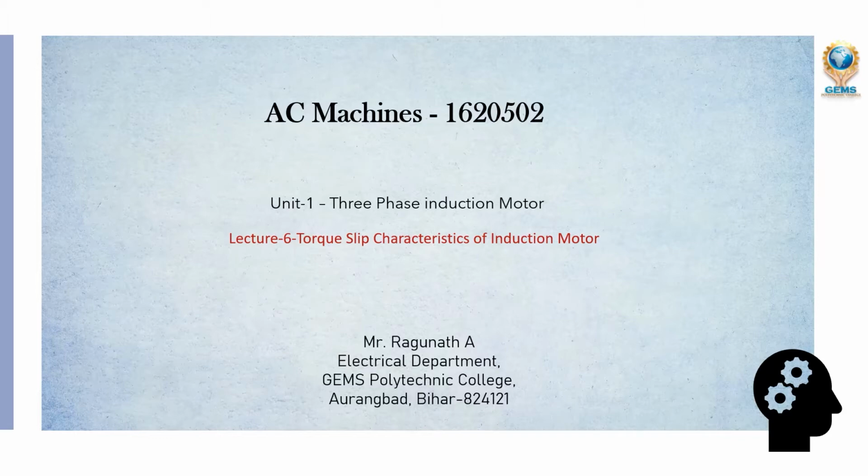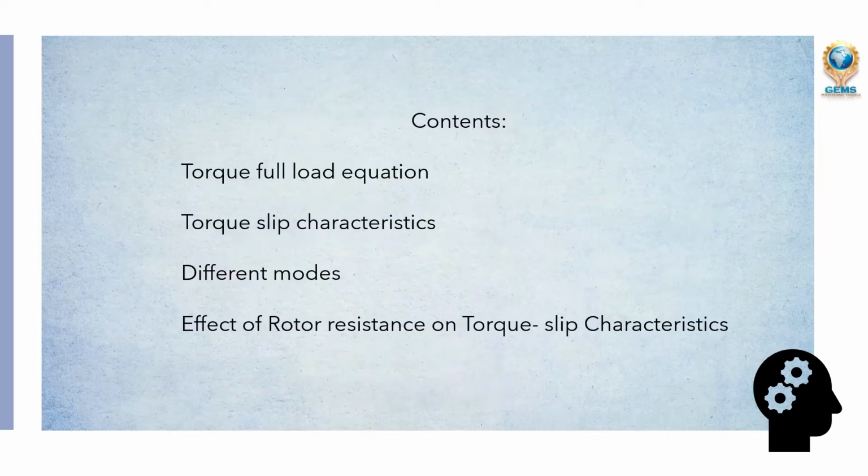Based upon the slip, how the torque will change, what is happening, what are the characteristics in an induction motor, that we are going to see in this lecture. Let's go inside. These are the contents: full load equation, torque slip characteristics and different modes, and then we will see the effect of rotor resistance on torque slip characteristics. If rotor resistance is there in an induction motor, what will happen in the torque slip characteristics?